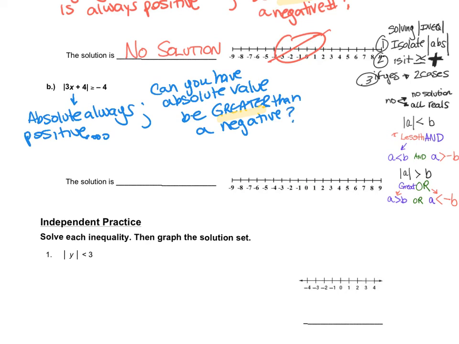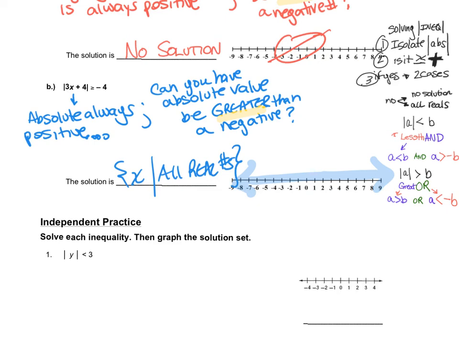And again, if you think about the fact that it's asking you, can you have an absolute value greater than a negative? Yeah, you can. So therefore, that would make it positive. If it's greater than a negative, it's positive. And so this means that your values of x are all reals, all real numbers. And the way to show that on the graph would be to shade the whole graph, because every number would make that true.